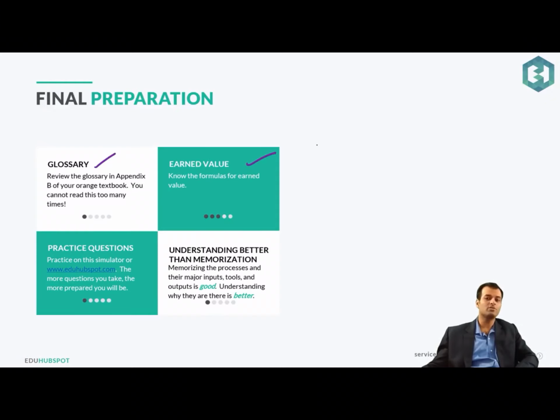Then earned value management. PMI changes the number of questions. Sometimes, I remember there was a time where around 30 to 40 questions were purely on numericals, and this was the most important topic out of that. But now you will at least get, I would say, around 6 to 7 questions on earned value. So this is important.